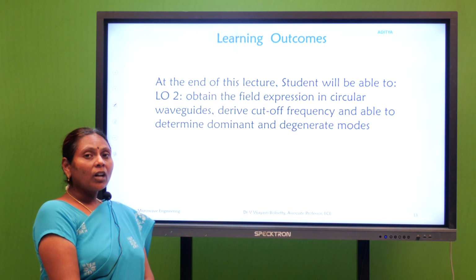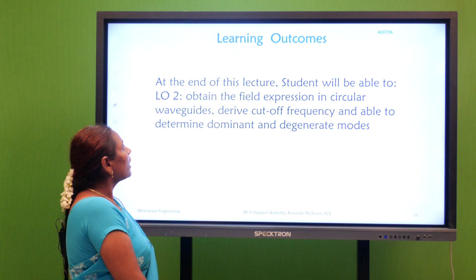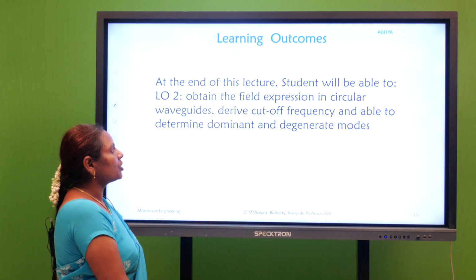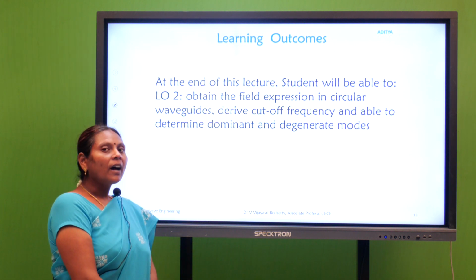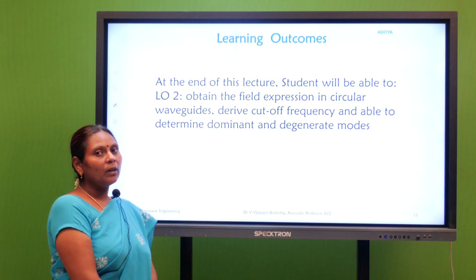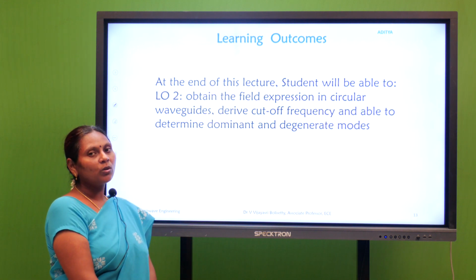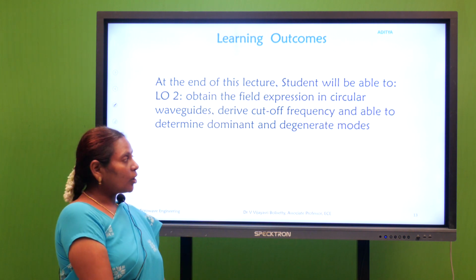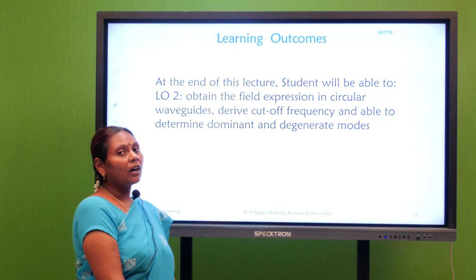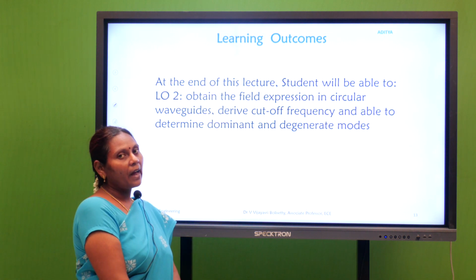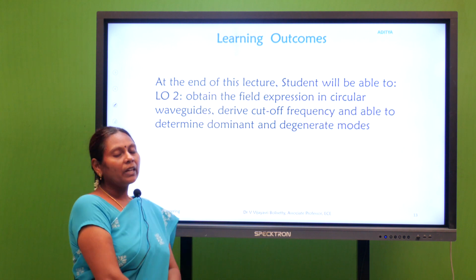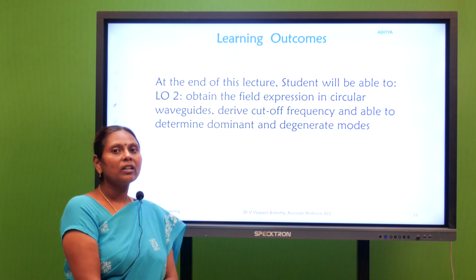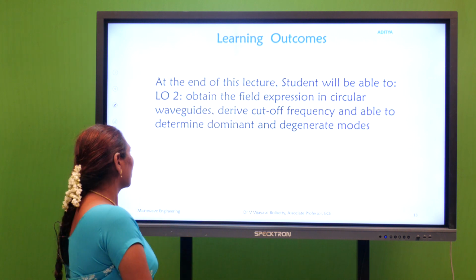Let us see the outcomes of this session. At the end of this lecture, the student will be able to obtain the field expressions in circular waveguides for TE and TM modes, and we can also see what is the difference between TE and TM modes. The student will be able to derive the cutoff frequencies using the derived expressions for TE and TM, and also identify and differentiate the dominant mode and degenerate modes in circular waveguides.